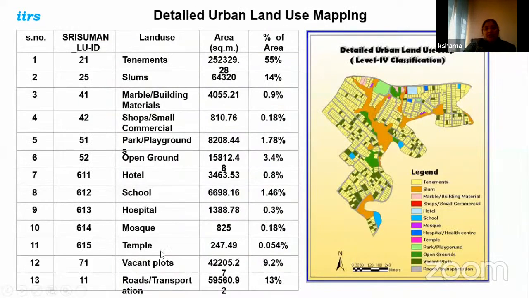Now, if you look at the 1 meter data, the 1 meter data can be utilized for preparing a very detailed land use map, where each and every building has been identified and its land use has been identified. Some of the classes definitely require some information from the ground.